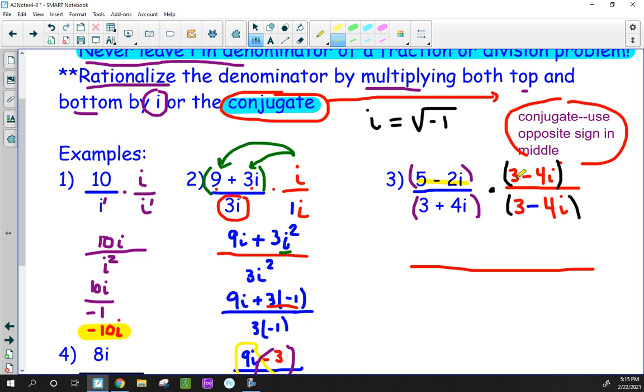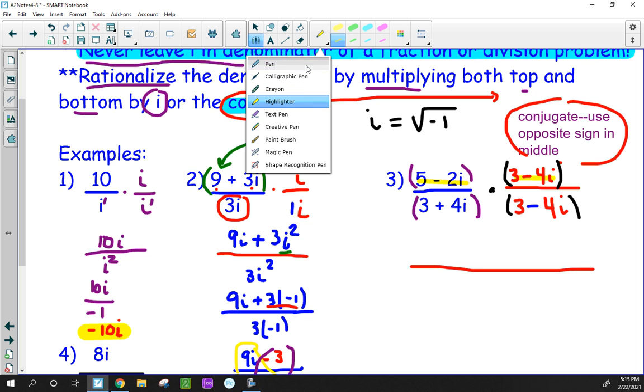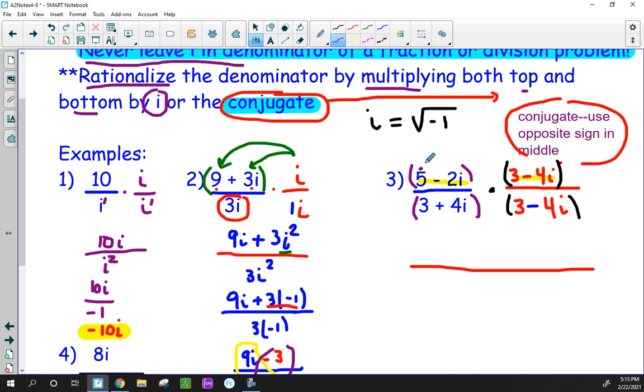So I want you to multiply this times this. And we're going to do that by using the FOIL method from the past. First, 5 times 3, 15. Outside, 5 times negative 4i, negative 20i. Inside, negative 2i times 3, negative 6i. And last, negative 2i times negative 4i, and that's going to be a positive 8i squared. Okay, so we've done FOIL on the top.